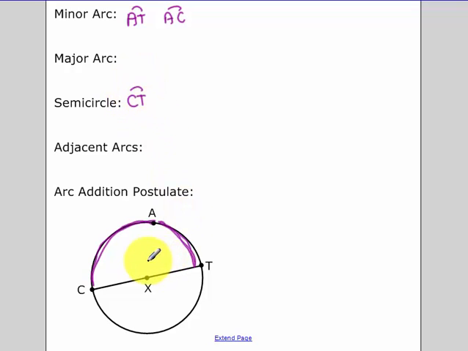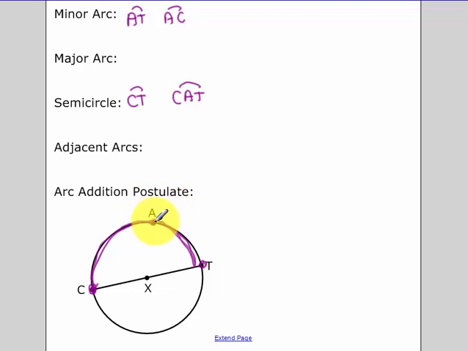Or a better way to name that would be arc CAT. Naming that by 3 letters tells me that you're starting at C, going through point A, ending at T. So therefore, now let's talk about a major arc. A major arc is greater than 180 degrees.